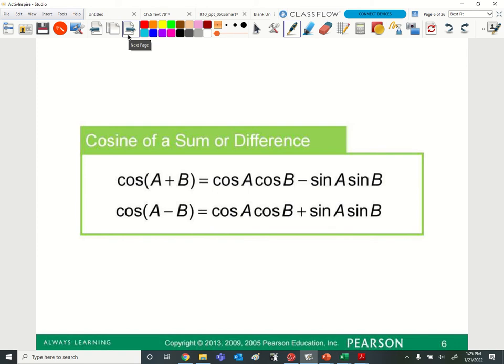These are the identities that we're dealing with. And if I just threw a highlighter at you, highlight these two, because these are the two that we're going to be using.